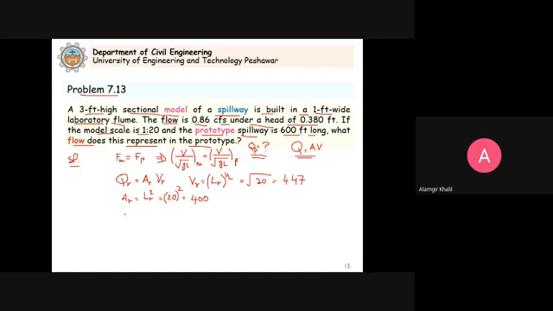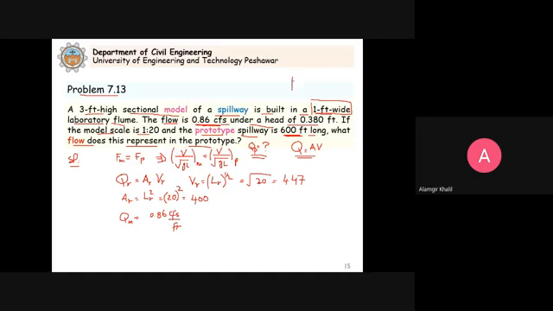Now the discharge in the model is given as 0.86 CFS. You see that this 0.86 CFS is for a 1 foot wide laboratory flume. It means that this is actually discharge per unit width, so this is actually CFS per foot. Now the question is that we have to calculate the discharge for 600 feet long.